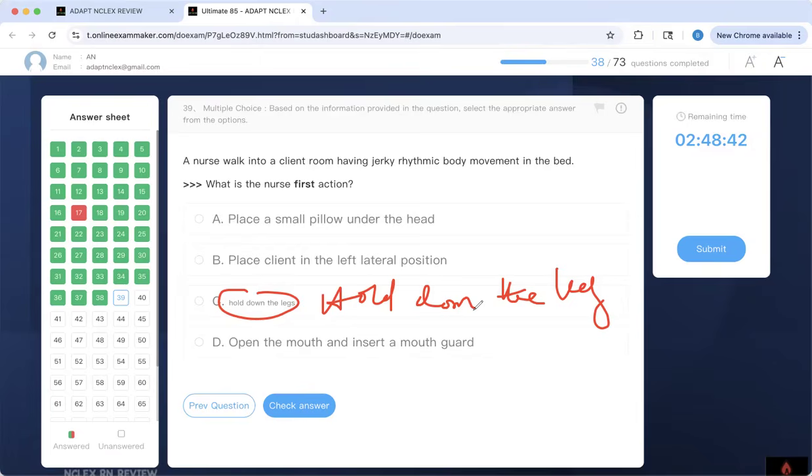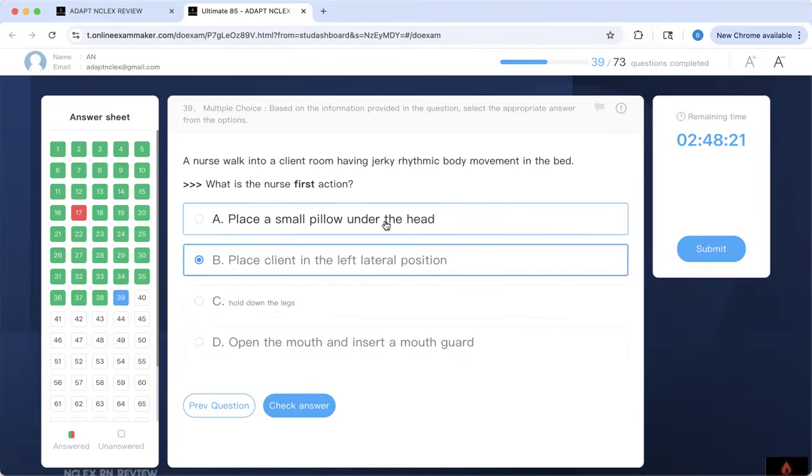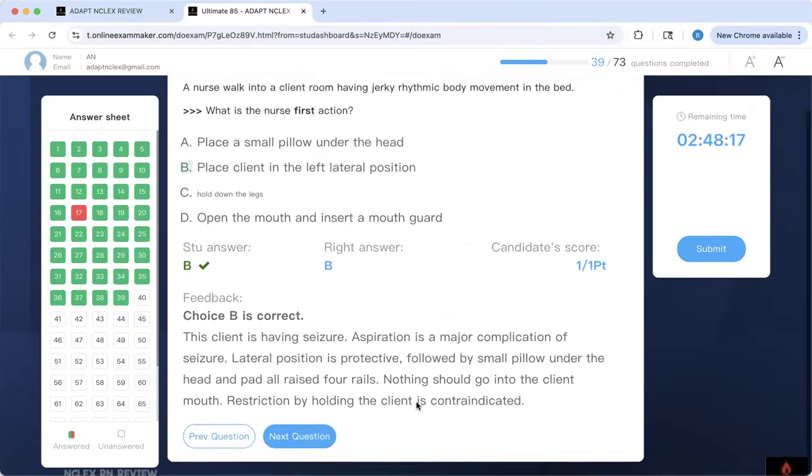Hold down the legs. Place a small pillow under the head. Place the client in the left lateral position. Open the mouth and insert the mouth guard. Patient is having seizures, as you expect. What would you do? Protection. Nothing through the mouth. Don't do anything. Before you put a small pillow under the head, place them on the lateral side. This is to prevent injury.